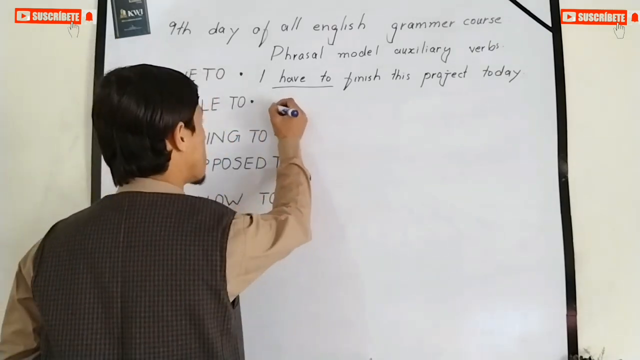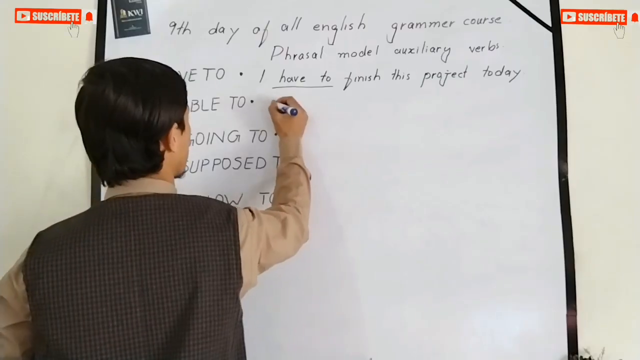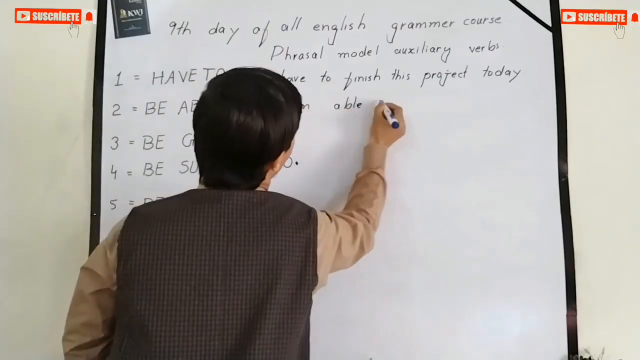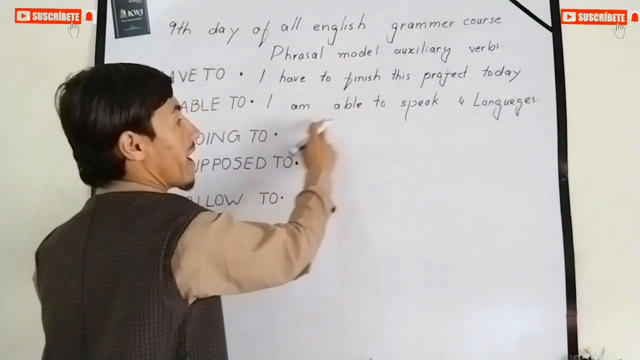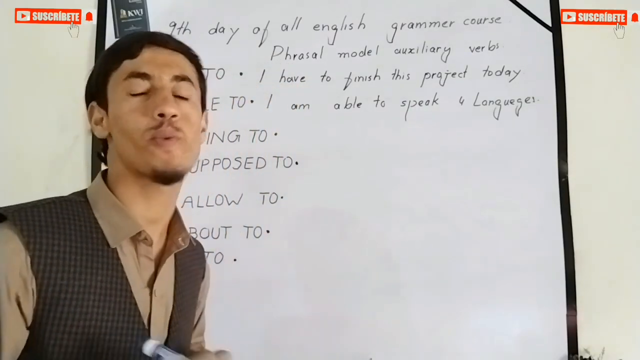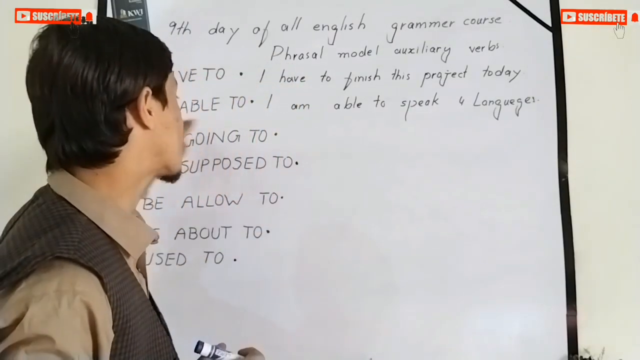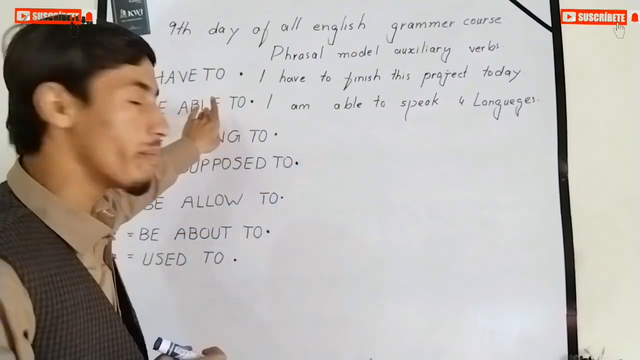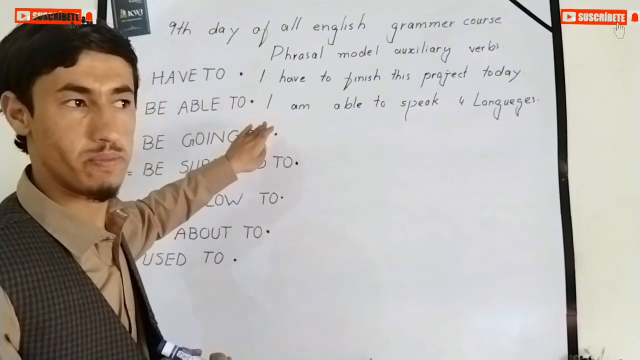So, let me make a sentence on be able to. I am able to speak 4 languages. It means I can speak 4 languages. So this is a sentence I made on this phrasal modal auxiliary verb.